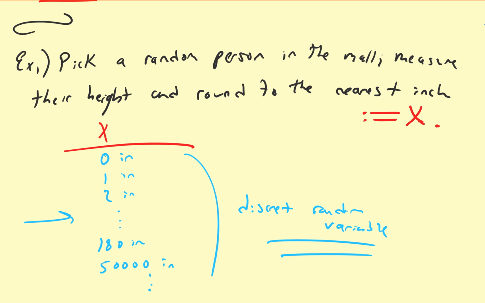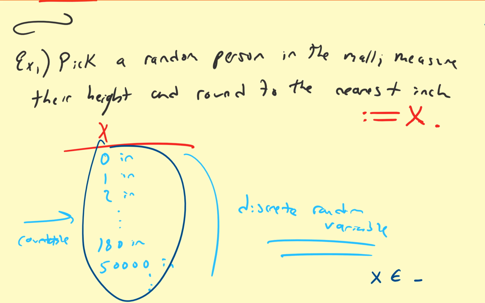Why? Because it's countable. That's why there's a difference between finite and countable. Finite means you can count and eventually you will end, but countable means you can count, but technically you could count forever. So that's a discrete random variable. And these are all the possible values for x. So pretty much x is any positive integer in that sense. Sometimes we call that the domain of the random variable.